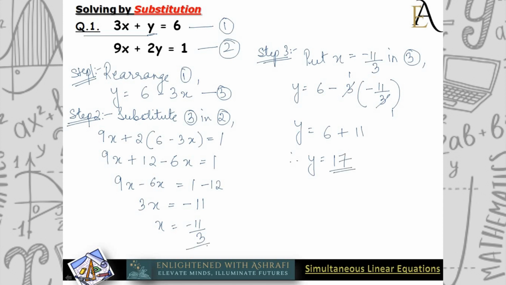So we got the solution for the two linear equations where x is equals to minus 11 upon 3 and y is equals to 17. I hope it's clear now. The important step over here is this rearranging with subject to. So you decide a variable which has a coefficient 1 or a smallest value, so it becomes easy. Now let's move on to the next question.